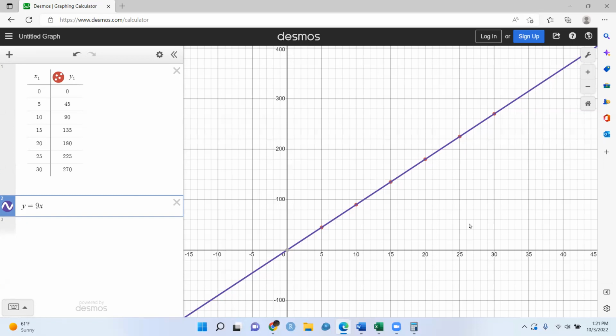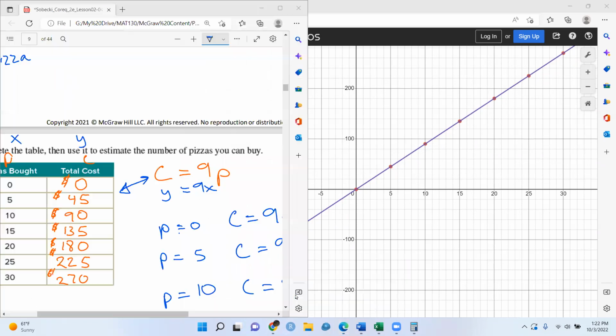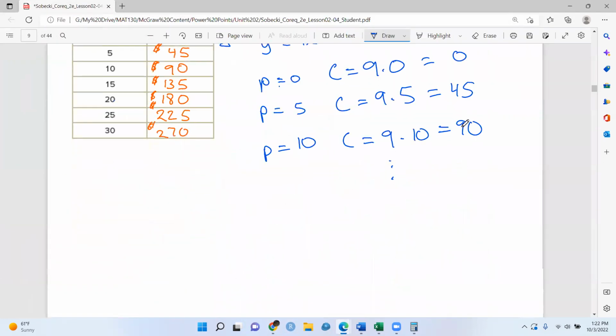Now, of course, our line doesn't have any meaning when X gets negative, because that means negative pizzas, and then the pizza place is paying us money, which is the only reasonable explanation of that. And that of course doesn't make sense because that's not going to happen. Okay, so let's keep moving.